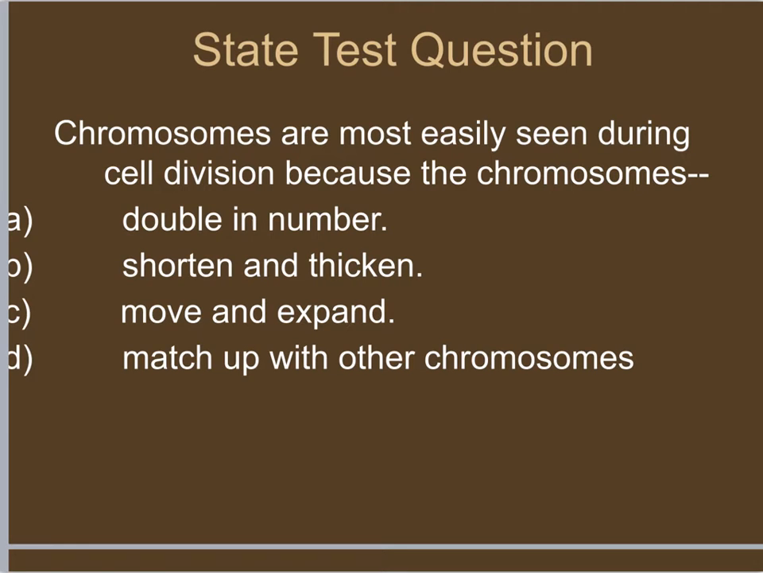All right, chromosomes are most easily seen during cell division because chromosomes, do they double in number, shorten and thicken, move and expand, or match up with other chromosomes? Well, hopefully you recall the analogy I mentioned about holding the ball of yarn across the street. So chromosomes are easier to see because they have been shortened and thickened compared to chromatin.